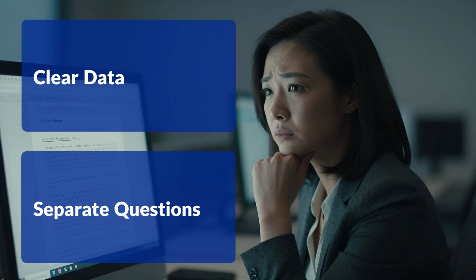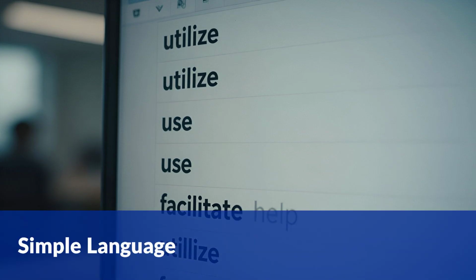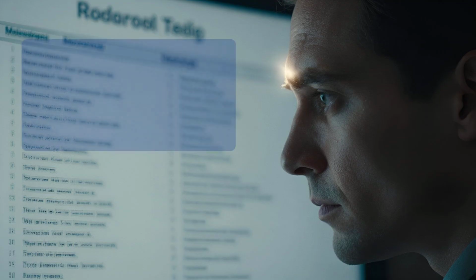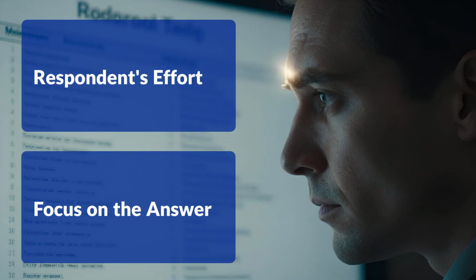Split those into 2 separate questions. Keep your language as simple as possible. Avoid jargon. Instead of saying utilize, say use. Instead of facilitate, say help. You want the respondent to spend their brain power thinking about the answer, not trying to decode what you are asking.